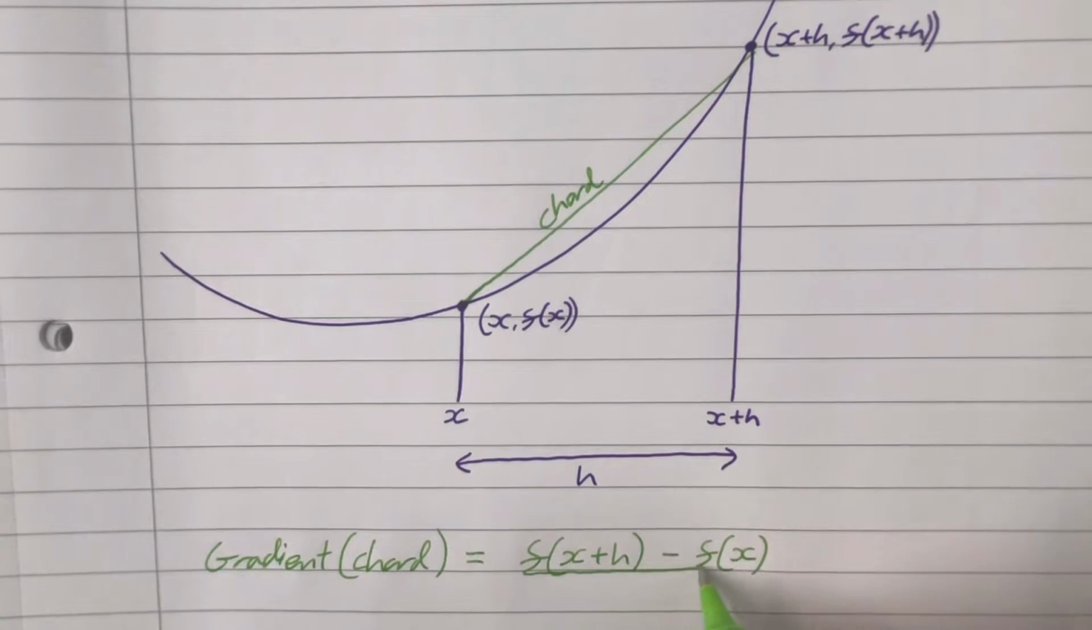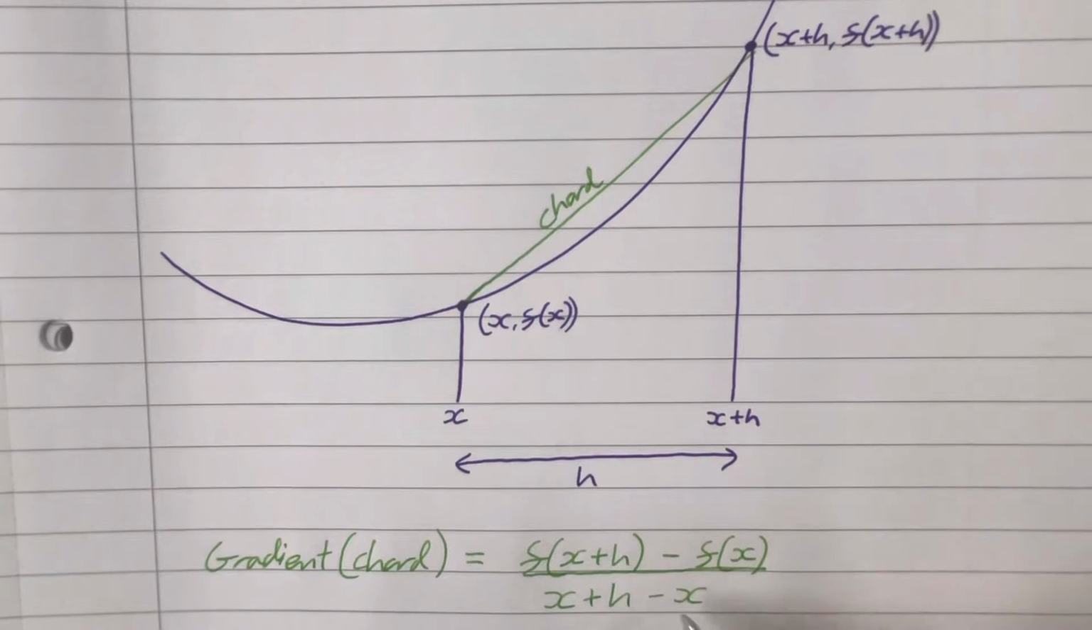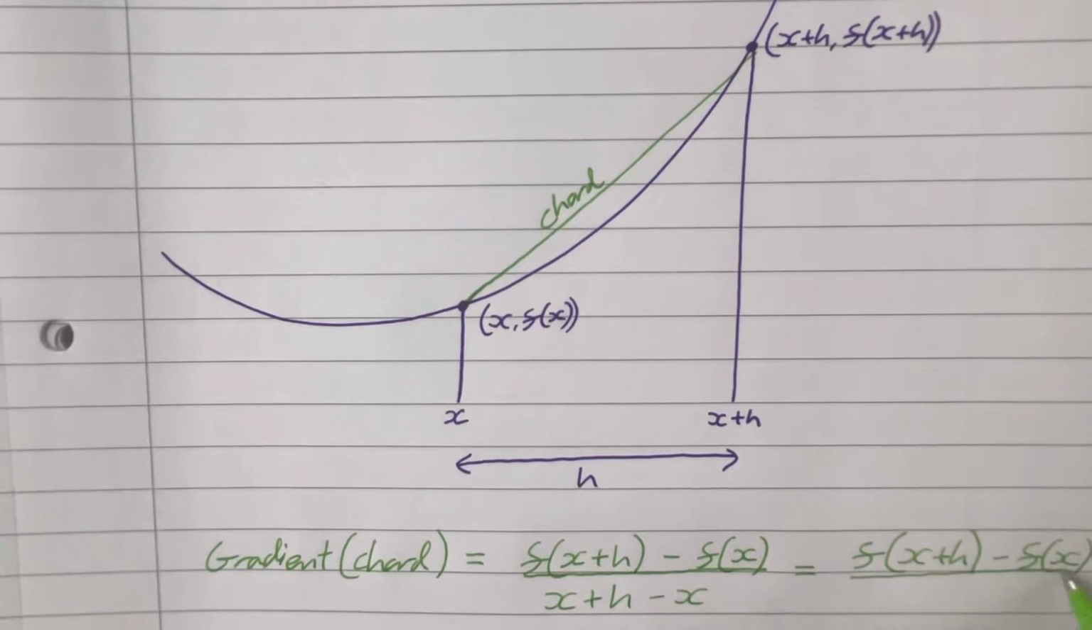Divided by the run, which is x plus h minus x. Of course, the two x's cancel, and we're left with f of x plus h minus f of x, all divided by h. That's the gradient of the chord in green.